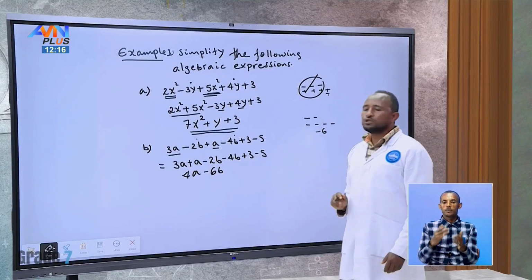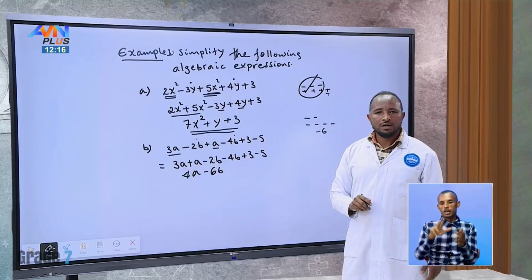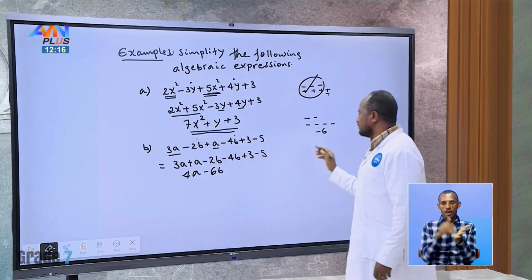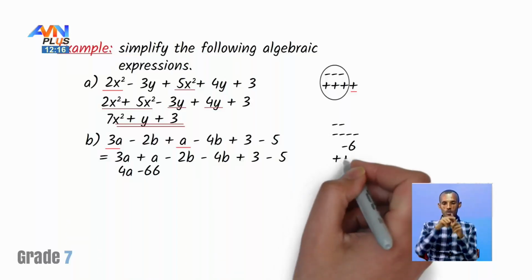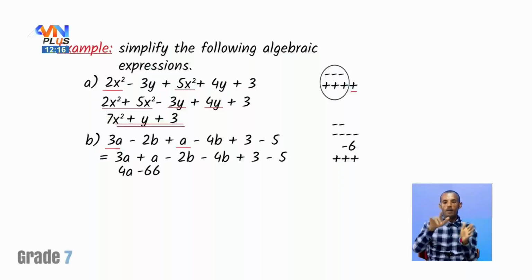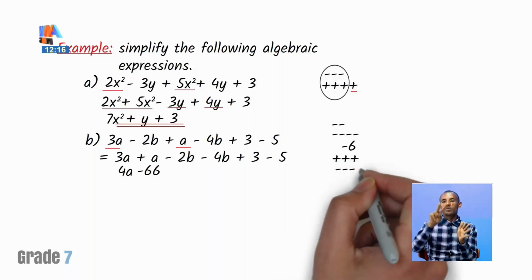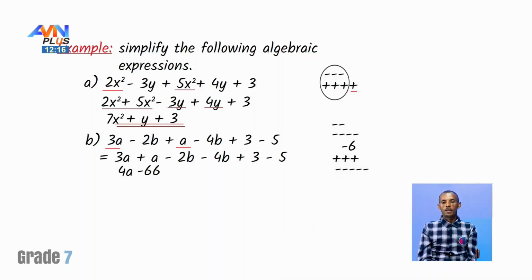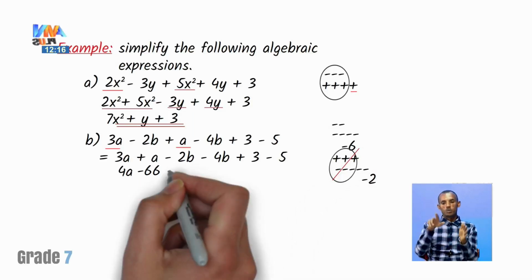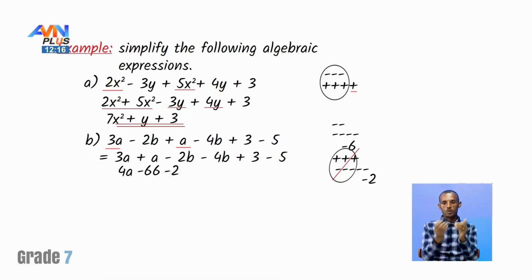Now let's add these two: plus 3 and minus 5. Here again, you have 3 positives, 1, 2, 3, and you have 5 negatives, 1, 2, 3, 4, 5. These cancel out their opposites, and you will have two negatives. The answer will be negative 2. Therefore, positive 3 and minus 5 gives you negative 2. So this will be the final answer.